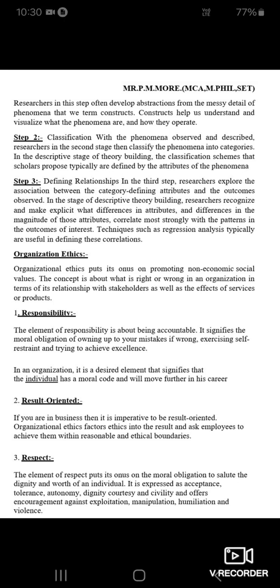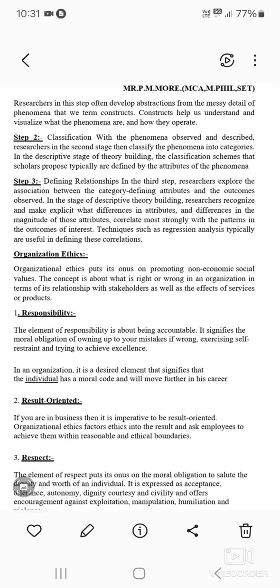Third ethic, respect. The element of respect puts the onus on the moral obligation to salute the dignity and worth of an individual. It is expressed as acceptance, tolerance, autonomy, dignity, courtesy, and civility, and offers encouragement against exploitation, manipulation, humiliation, and violence.